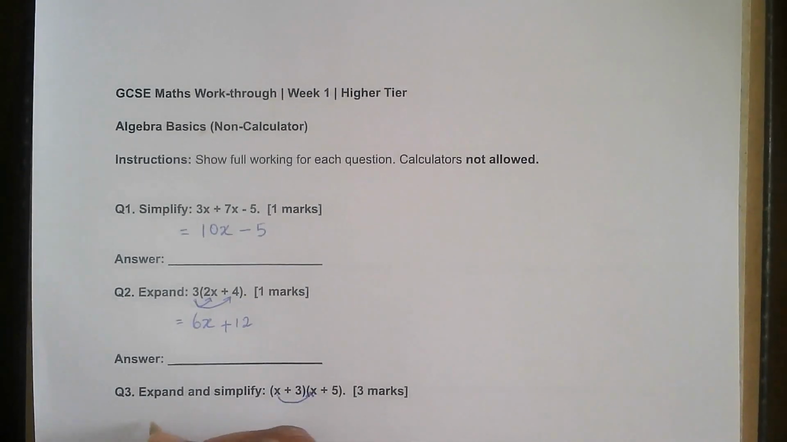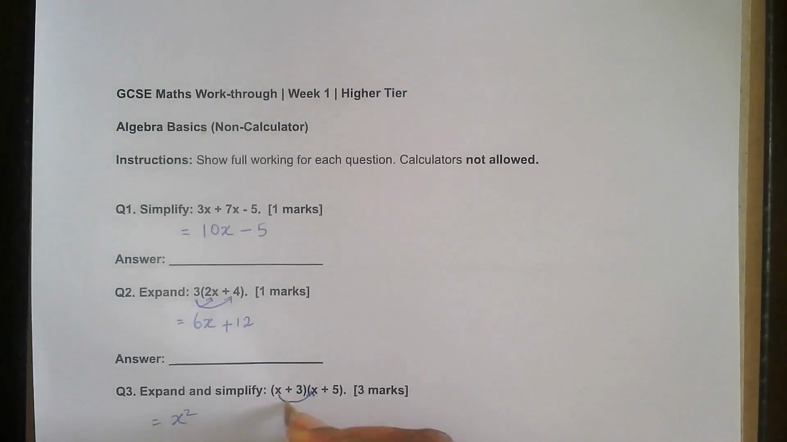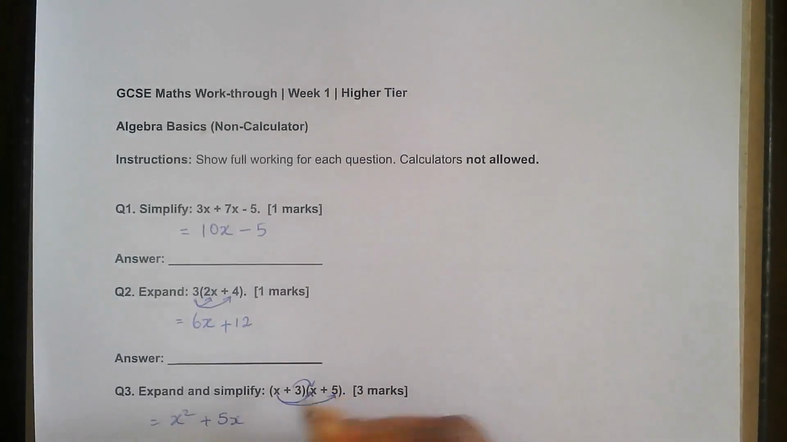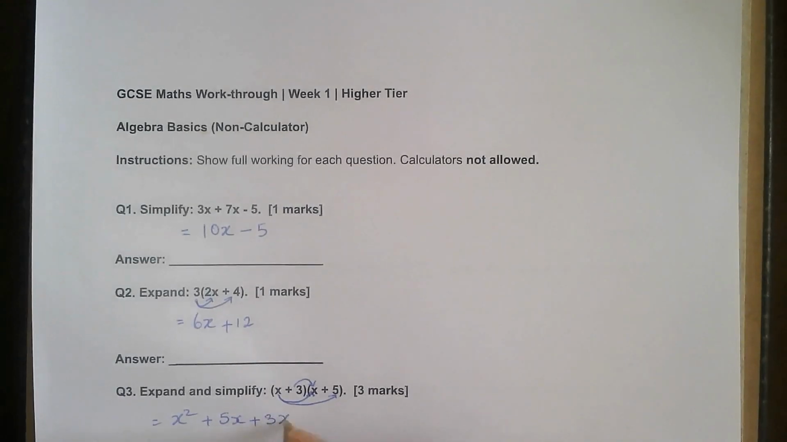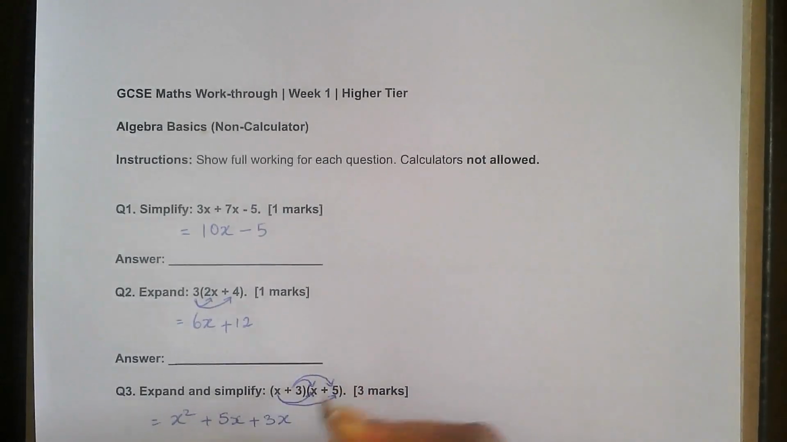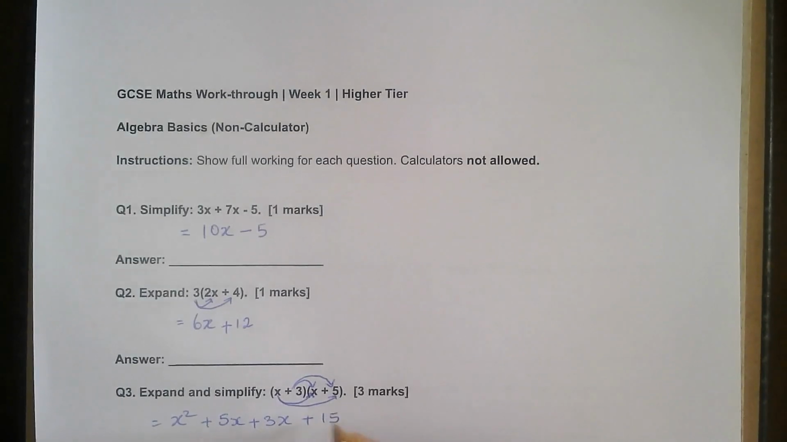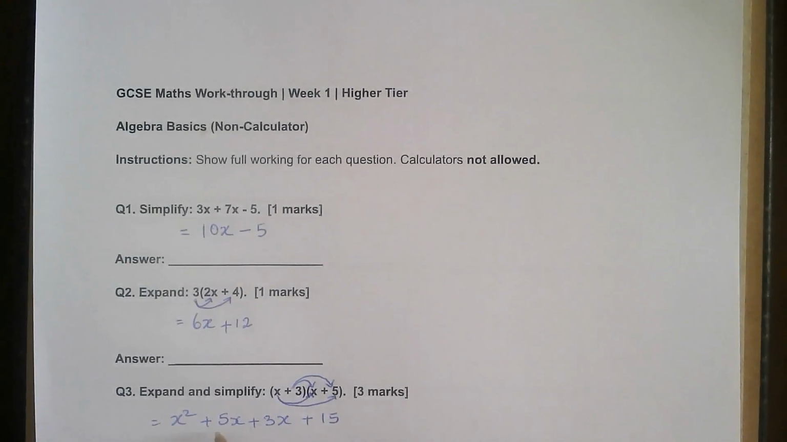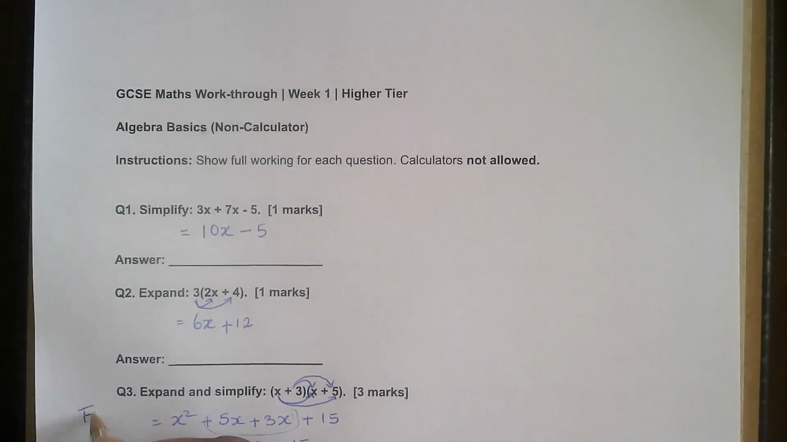x times x gives you x squared. x times positive 5 is positive 5x. Positive 3 times x is positive 3x. And positive 3 times positive 5 is positive 15. And what is left for us to do is to simplify the bit in the middle. This is called the FOIL method.